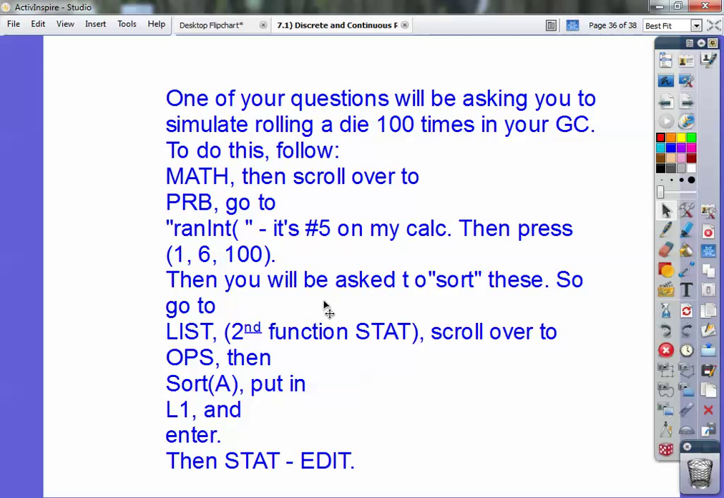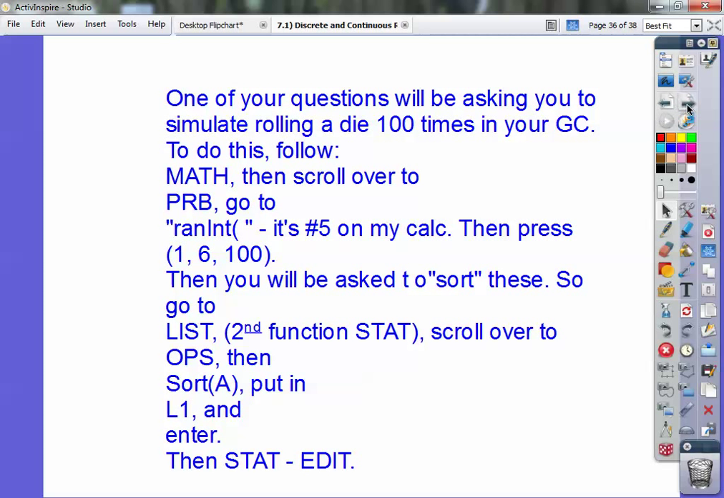So how you sort them is you go to list, which is second function stats. It's right above your stats button, so that's why it's second function. You scroll over to ops, then you scroll to sort A. Okay, go down to sort A. I think it's number 1 on mine. And then you're going to put in list 1 because you're going to sort list 1, and then enter. Okay, and then they'll all be sorted in your list, and then you just go like your old school stuff, go to stat and edit.